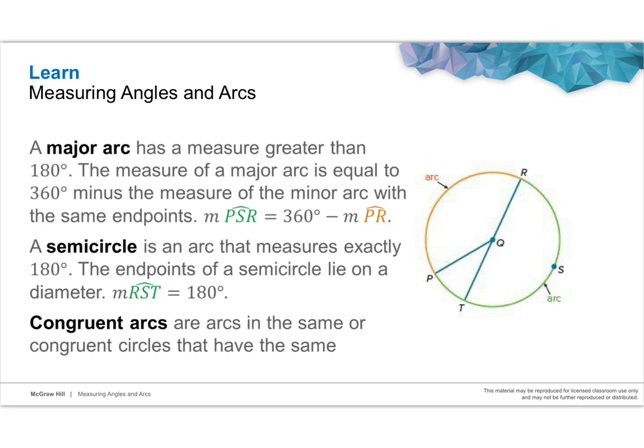And a semicircle is always going to be an arc that is exactly 180 degrees, and those endpoints of a semicircle are, of course, on our diameter. We can see here TR is our diameter. So both arc TPR and arc TSR would be 180 degrees. Congruent arcs can be found in one circle or on different circles, but they always have the same measure.